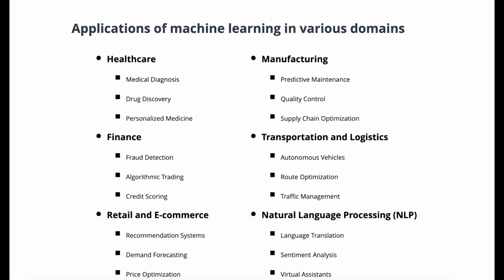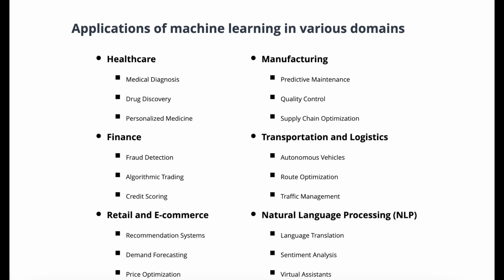Transportation and logistics. Autonomous vehicles. ML algorithms power self-driving cars and autonomous drones by analyzing sensor data to perceive the environment, making driving decisions and navigating safely. Route optimization. Machine learning models optimize transportation routes and delivery schedules to minimize fuel consumption, reduce delivery times, and lower transportation costs. Traffic management. ML techniques analyze traffic patterns and predict traffic congestion to optimize traffic flow, improve road safety, and reduce commute times.